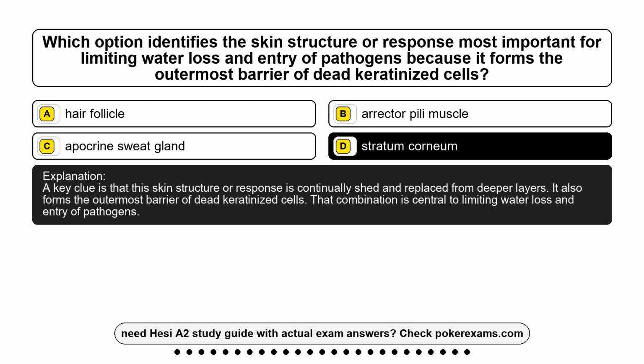A key clue is that this skin structure or response is continually shed and replaced from deeper layers. It also forms the outermost barrier of dead keratinized cells. That combination is central to limiting water loss and entry of pathogens.